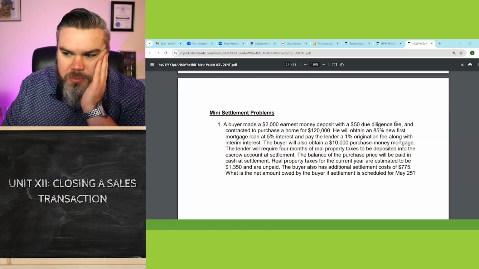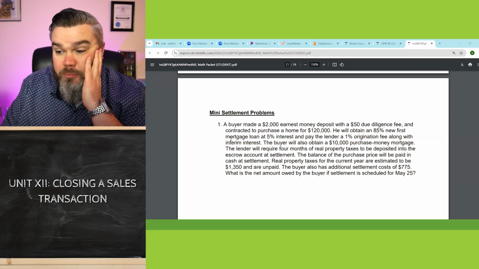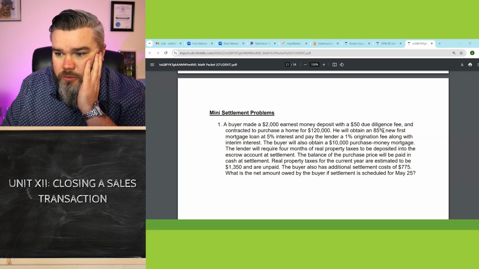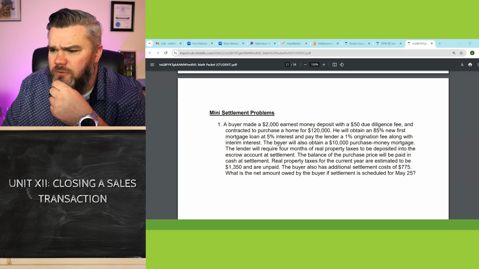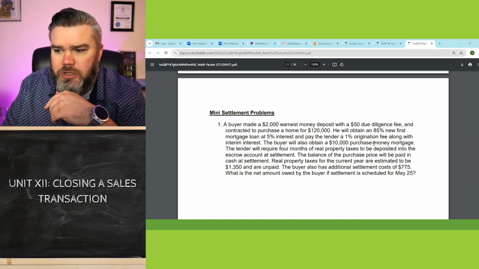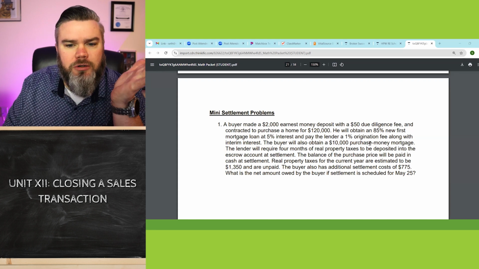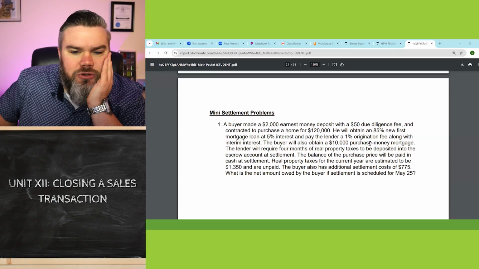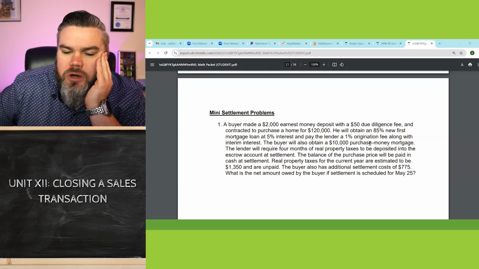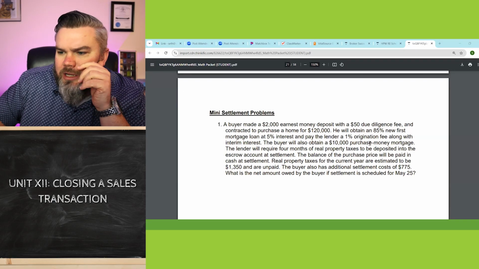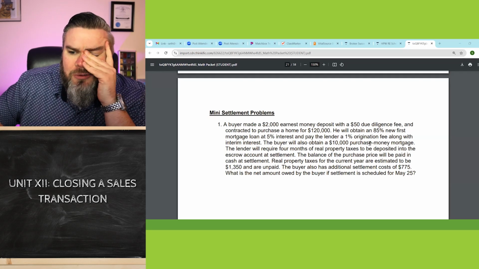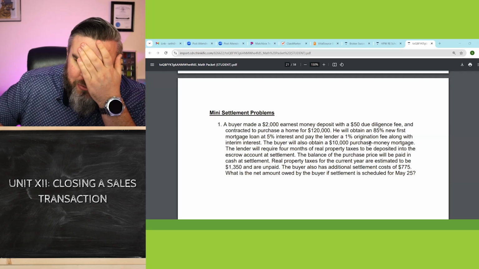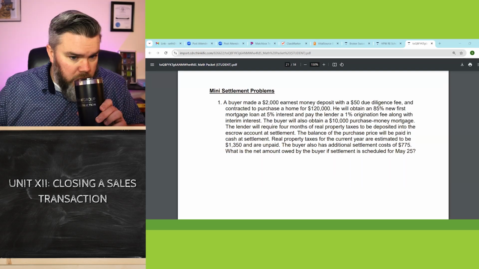So $2,000 earnest money, $50 in due diligence, purchase price, loan to value ratio, origination fees, interim interest. Yours is much smaller. You're going to have, like I said, 6 or 7 things to calculate and find a home for. But yours would look more like this. I will let you try one, but one of these has something in there that's going to throw you for a loop, so I'll look at it. Y'all go take a break.